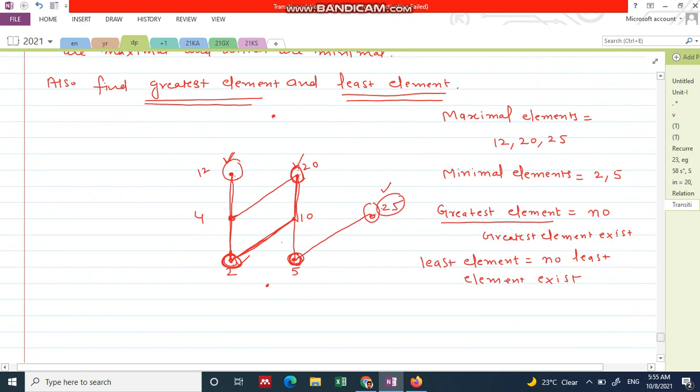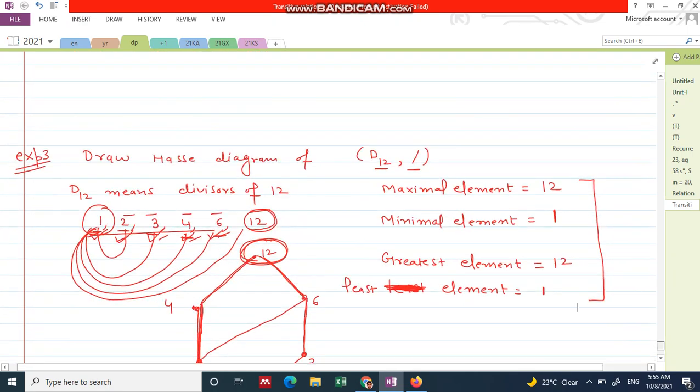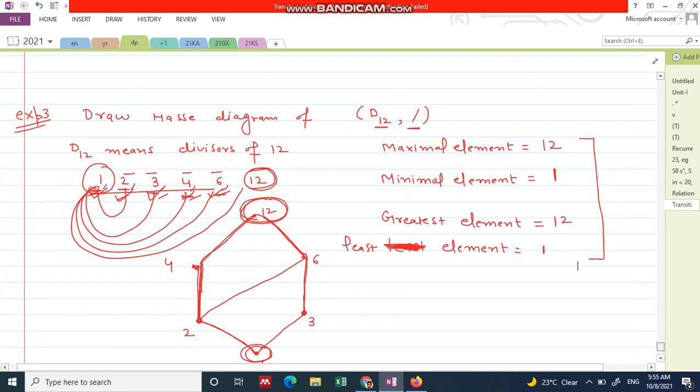Okay, so this is all for this question. We will solve one more question on the Hasse diagram and then we will start the next topic.